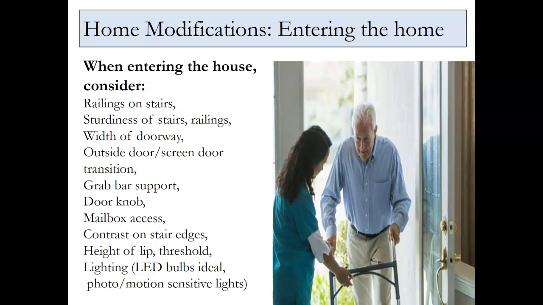Entering the house, the railings, sturdiness of the railings, width of the doorway. So enough width for them to get in with a wheelchair, with a walker. A lot of times managing the screen door, the outer door, can be a real problem. A lot of times I'm putting grab bars right by the door as they're going in. And doorknob, can they handle the doorknob? Mailbox access, is it a mailbox at the end of the driveway? Can you talk to the mail person, get them to deliver the mail right to the house? Lips, thresholds, lighting. Those LED or motion sensitive lights are really cool, the best option.